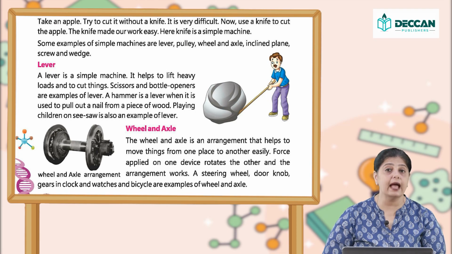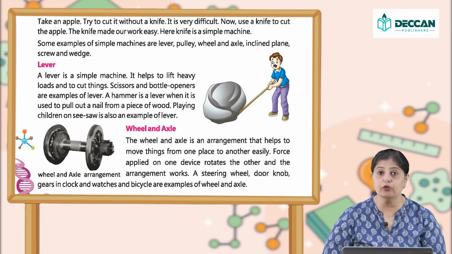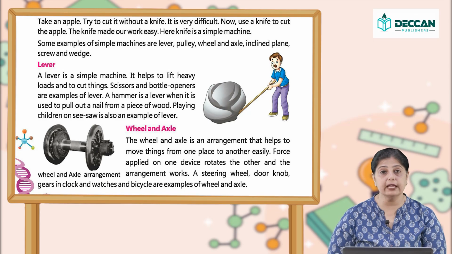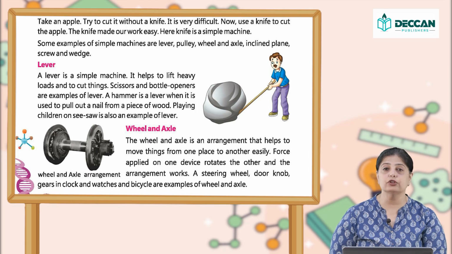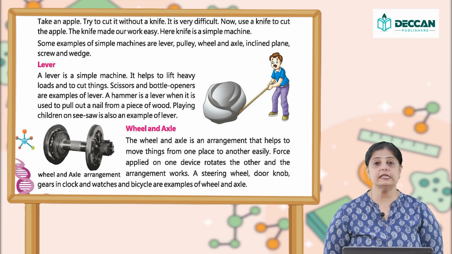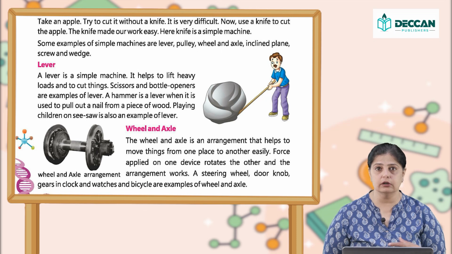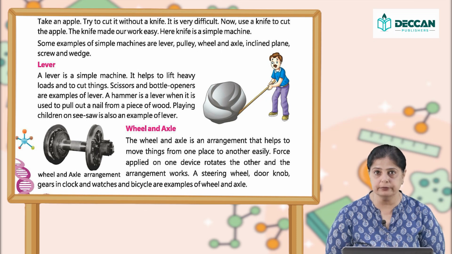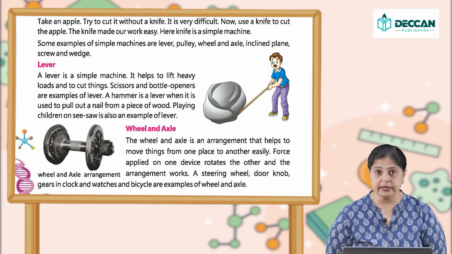Next is wheel and axle. The wheel and axle is an arrangement that helps to move things from one place to another easily. With the help of a wheel, you can move objects. So imagine, for example, your mother goes to the market to buy vegetables. Now she carries some bags with her and she takes them to the market.